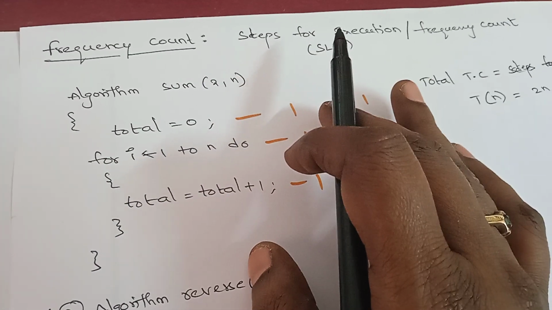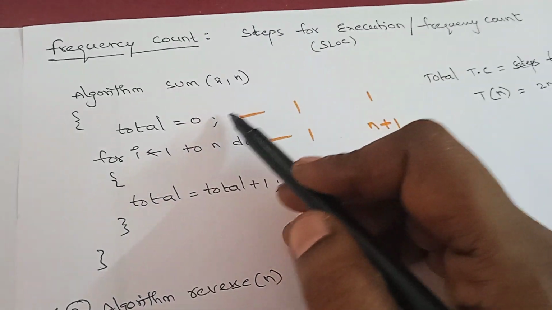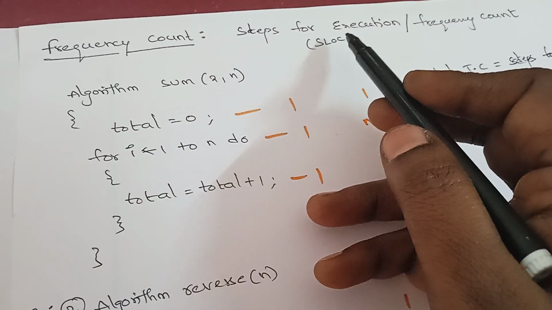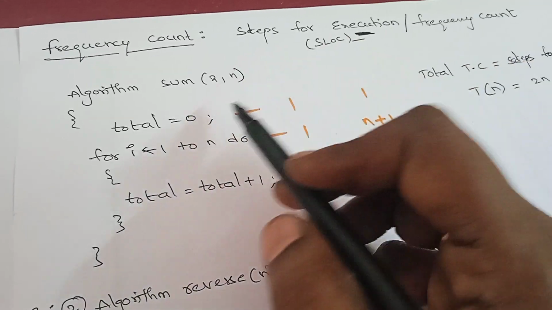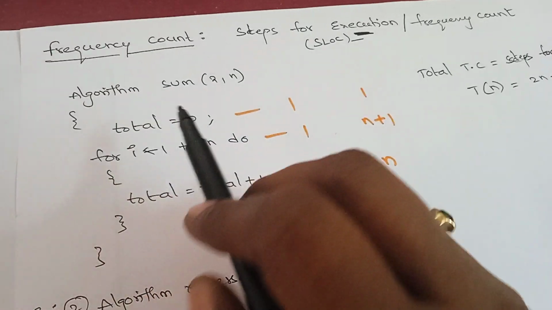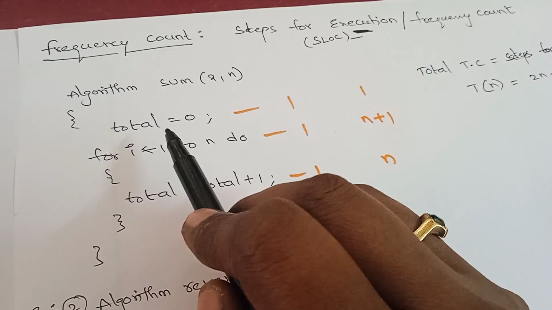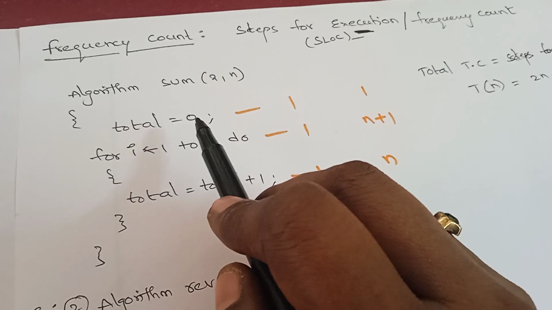So with respect to time complexity, SLOC is source lines of code, and here we consider executable source lines of code. This is the function name and open brace, so leave that one. Then total equal to 0. Now it is a variable and it is a source line of code.